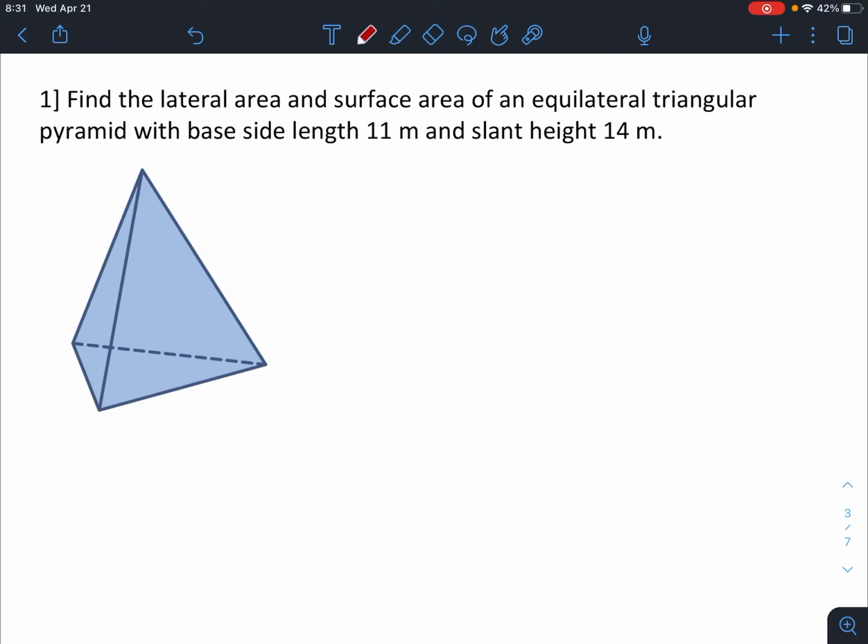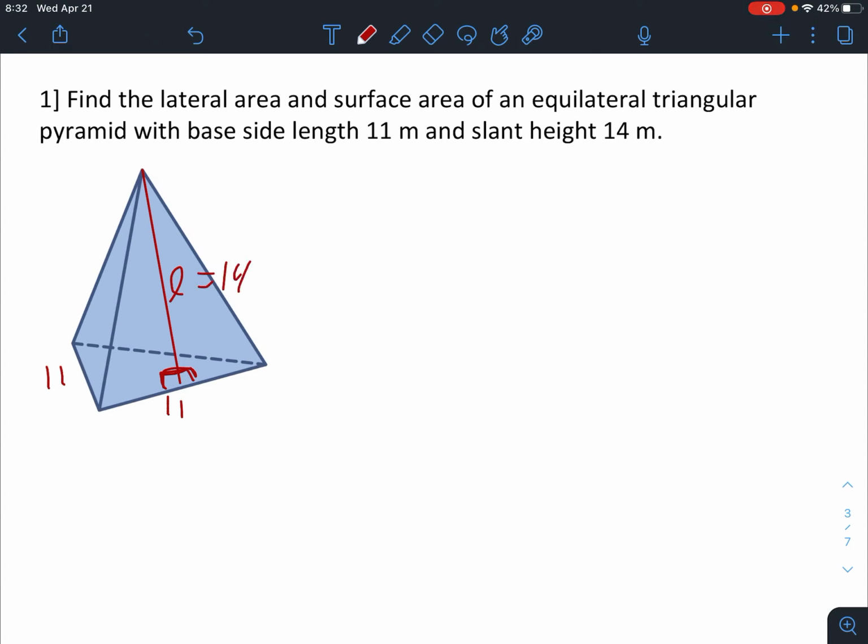So question one says to find the lateral area and surface area of an equilateral triangular pyramid with base side length 11 and slant height 14. So that means these are all 11, right? And then it says that the slant height, which is somewhere around there, is 14.